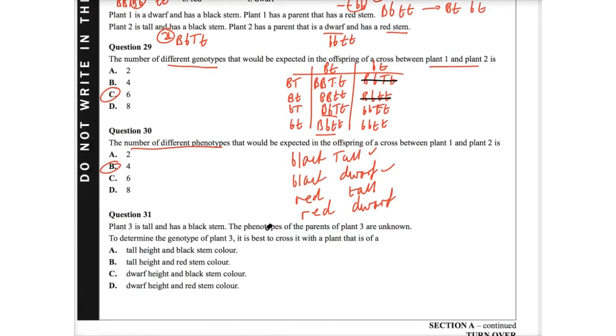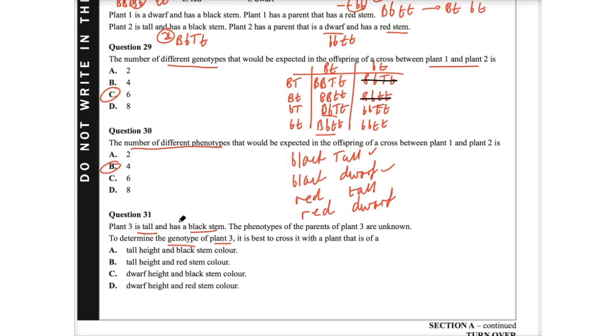Then for the last one, which is question 31, we're looking at plant 3, which is a new one that they've introduced. We know it's tall with a black stem, but we don't know if it's heterozygous or homozygous. The phenotypes of the parents of plant 3 are unknown. Thanks for being very helpful. To determine the genotype of plant 3, it is best to cross it with a plant that is of what?